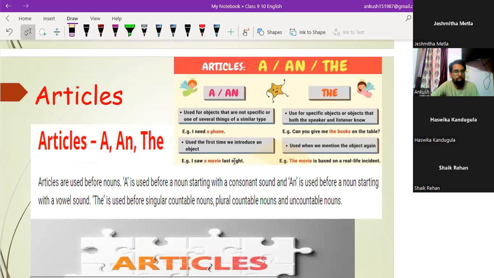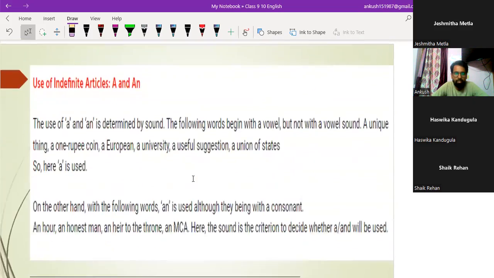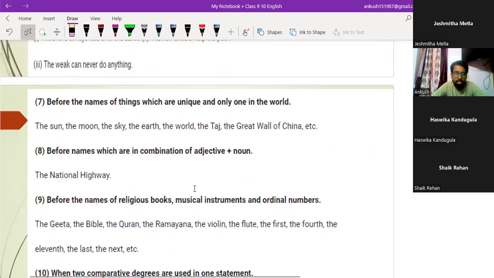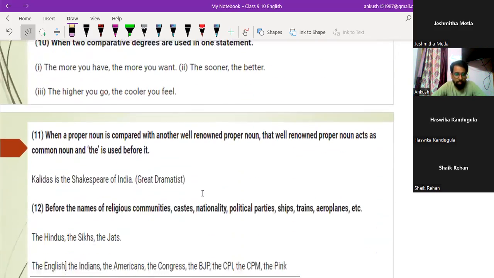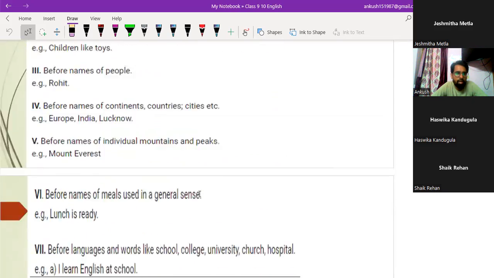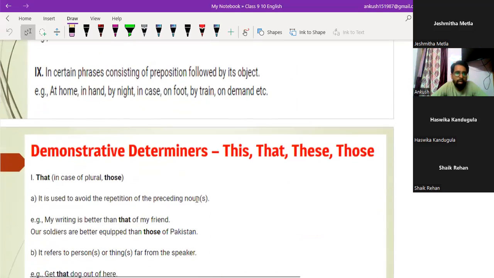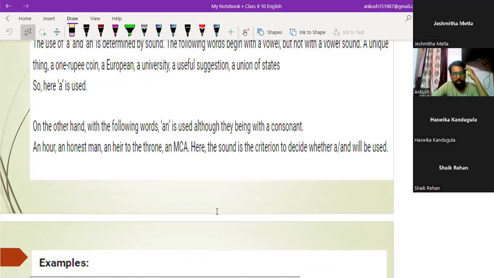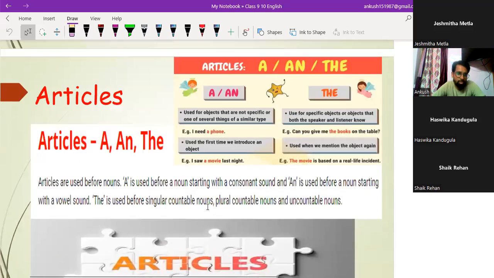Now, one by one, we'll see what the determiners are, and particular determiners like articles, with examples. We'll also see the rules, where we should use them. There are 17 rules and again 9 rules, so 26 rules in total which are to be understood, but they are not that hectic. You will understand them very easily.